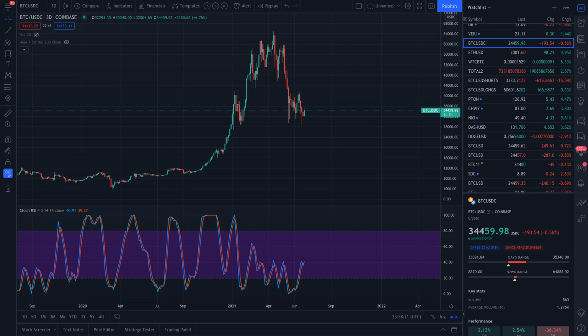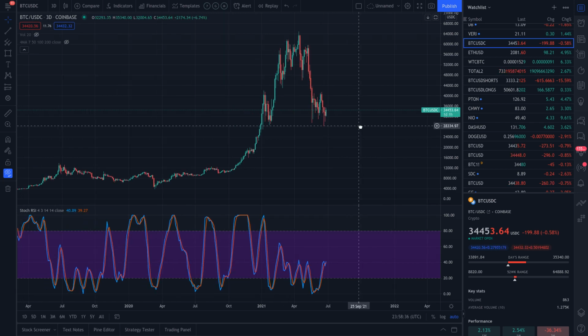All right, so today's June the 28th, 2021, and the current price of Bitcoin is $34,453.64, slightly negative, approximately 0.5% for the day. Okay. Welcome back, everyone. Interesting analysis. Here's the chart, guys.